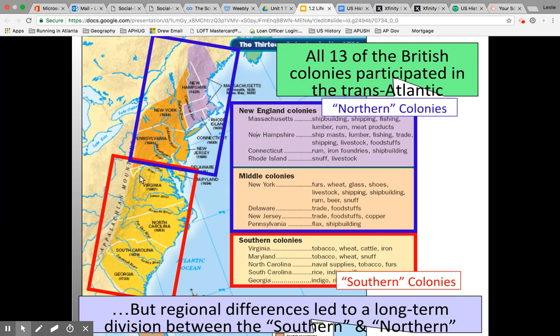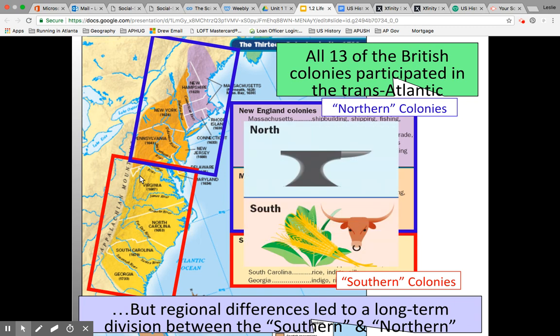So as these colonies start to develop their trade under mercantilism, you start to see some regional differences. You see some similarities in the types of products and trade that go on between the New England and the Middle colonies. And you start to see the Southern colonies really leaning very heavily on agriculture and plantation agriculture. And so this graphic kind of shows you that we have more industrialization.